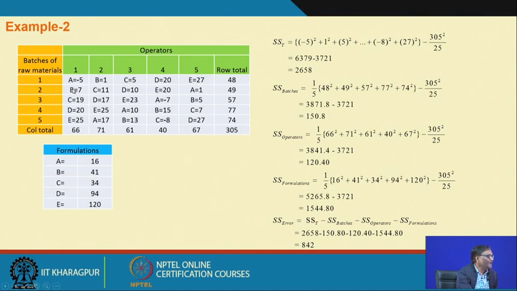Similarly, for B, you just total this one: first column B equal to 7, second column B equal to 1, third column B equal to 13, fourth column B equal to 15, fifth column B equal to 5. All those things when you total, you are getting 41. In that manner, you will get the total for different formulations. And here, when you are calculating the formulation, you are writing SS formulation equal to 1 by 5, 16 square plus 41 square plus 34 square plus 94 square plus 102 square, minus the correction factor, this is the case. Then SS error by subtraction.